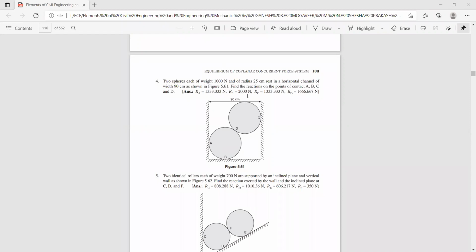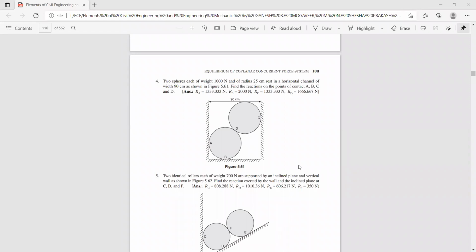2016.71. Okay. Nothing to worry, because there is some printing mistake here. Whatever the answer, the procedure must be correct. That's all. So that completes the equilibrium of planar force system. So this completes the concurrent force system.